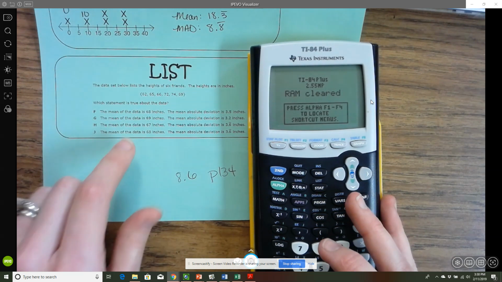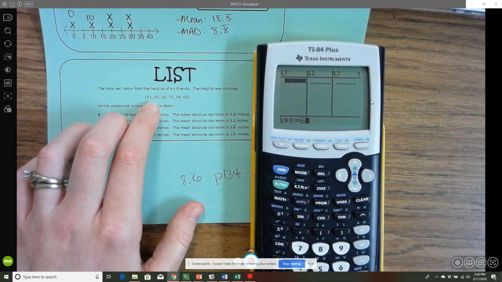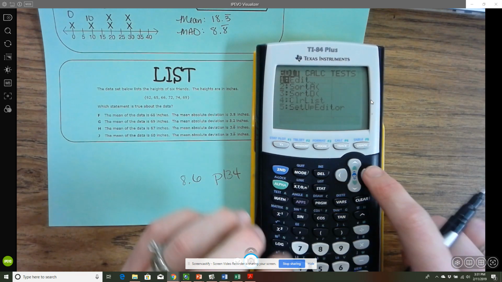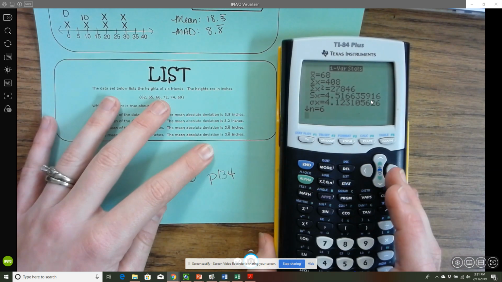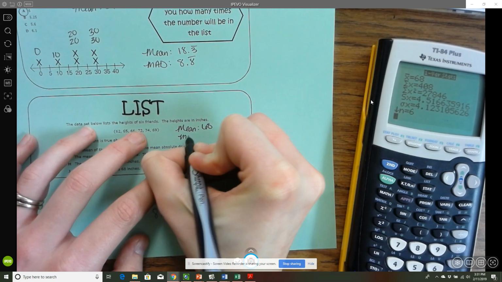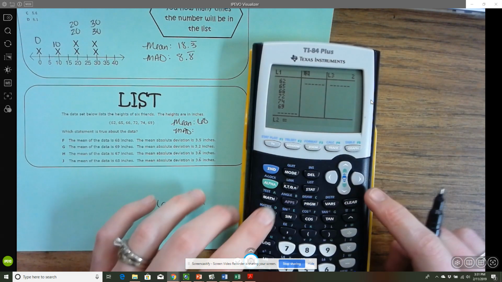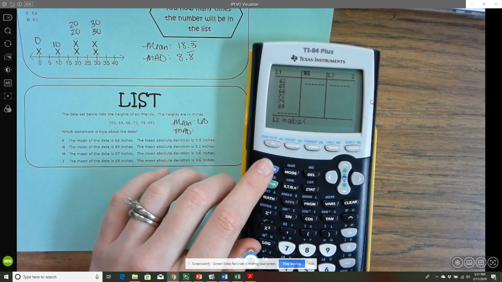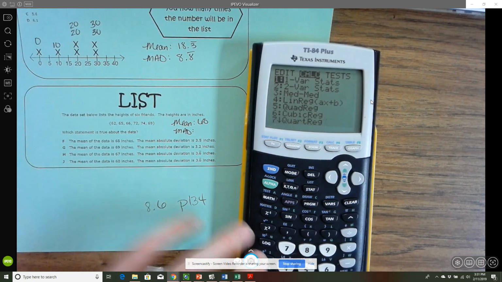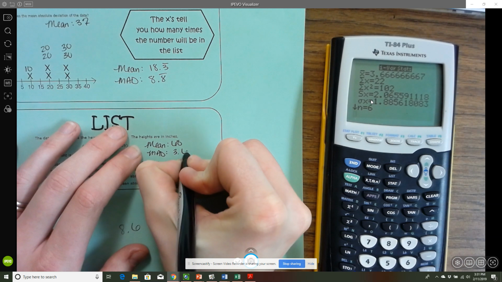And then finally, we're back to a list. So it wants to know which statement is true. So they're finding the mean and they're finding the mean absolute deviation. So we need to find both. So my mean is 68. And now I need to find my MAD. So I get 3.6 repeating.